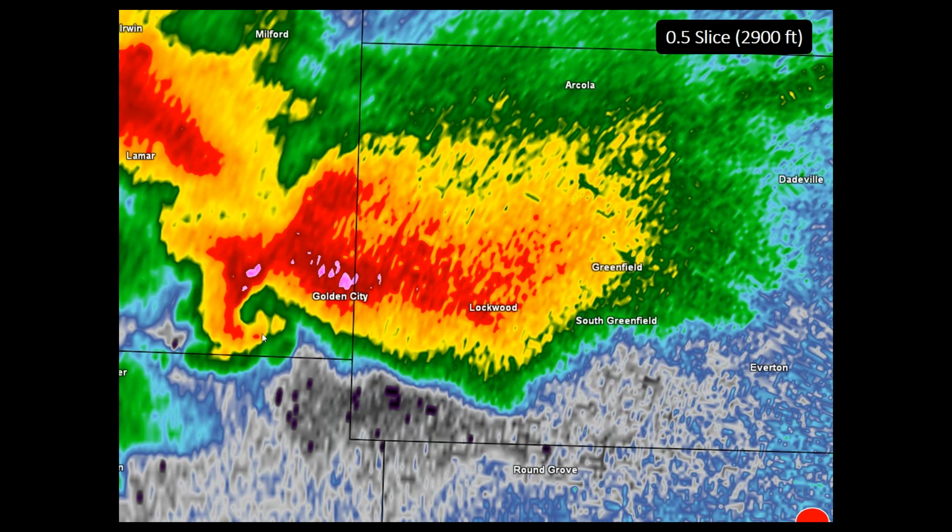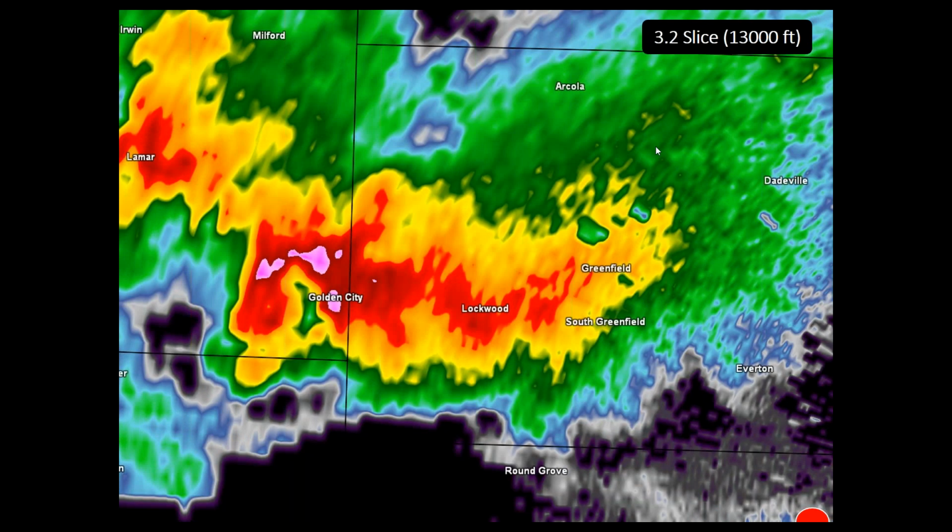So you can see a clearly defined hook echo here. That's with a likely tornado. We'll look at that here in a minute. But you can also see this pretty good hail core over here by Golden City. This is on the lowest scan. So let's go up into the storm.